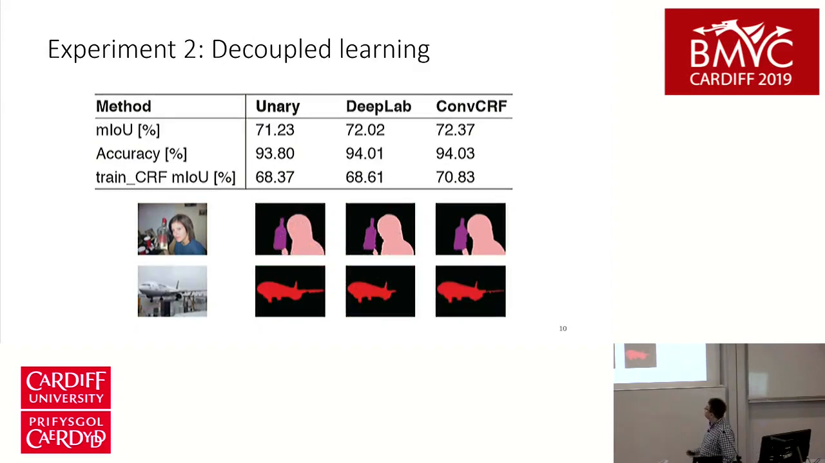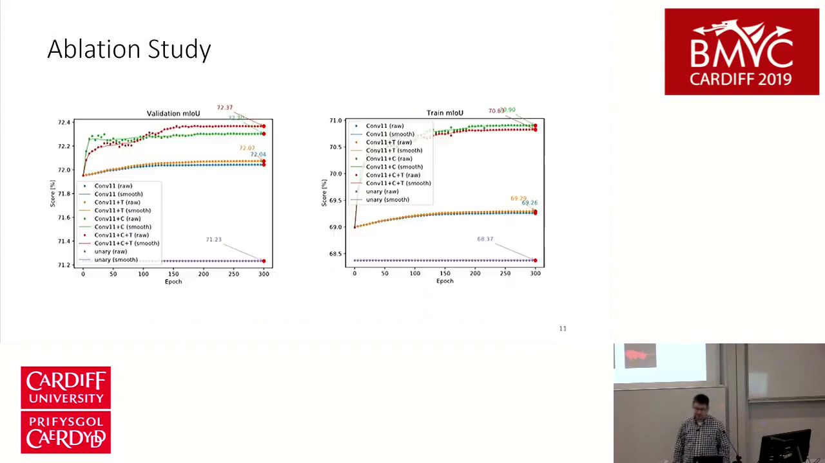I do some experiments on decoupled learning, which means first training a CNN and then applying a CRF to refine it. DeepLab is, as I said, the software package which does it, and on GitHub it already has everything in it. So I compare on the same unary DeepLab implementation, which does a grid search, with my ConvCRF implementation. And my ConvCRF is slightly better and much faster.